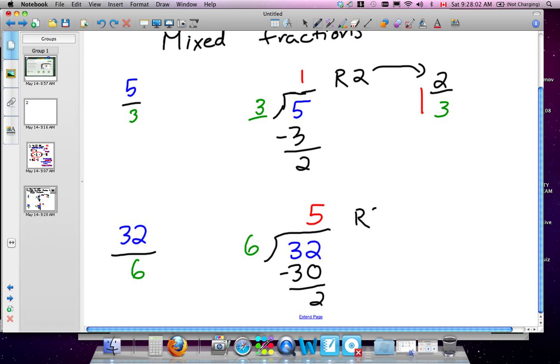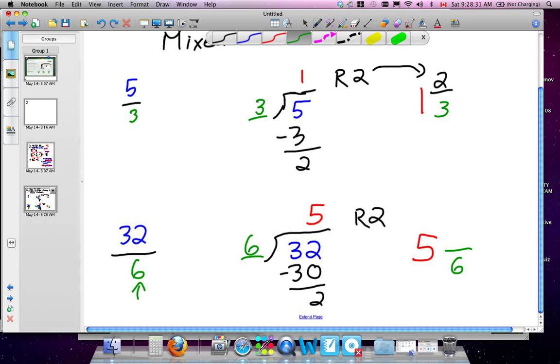Now let's put together our mixed number. Which one is our mixed number, our whole number? 5, that's right. So we take the 5 and put it over here. What's going to be our denominator? 6, the number we divided by. Remember, it's the same one we started with. We always keep the same denominator. And what's our new numerator? 2, the remainder.